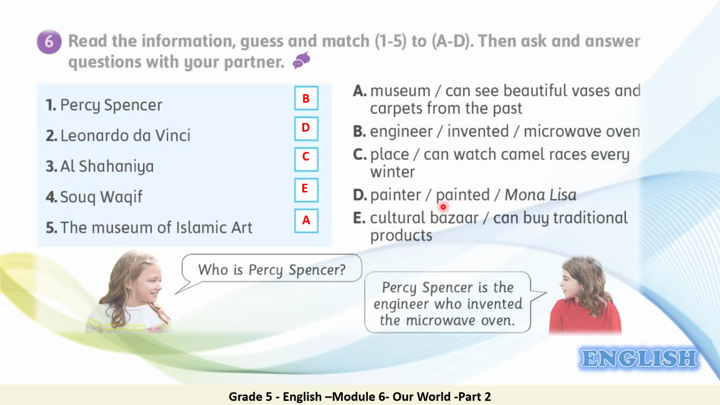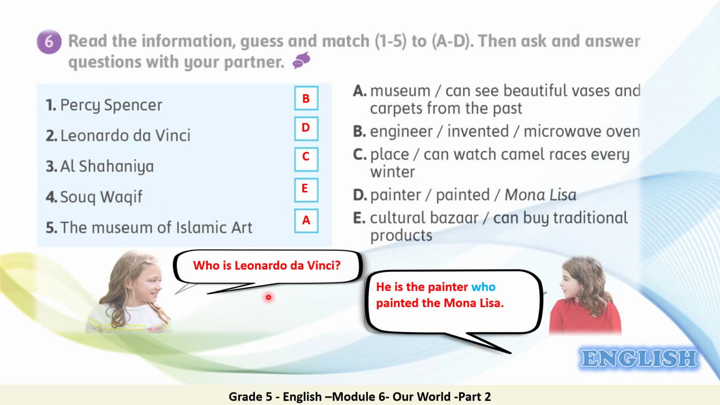For example, we're going to ask about Leonardo da Vinci. Who is Leonardo da Vinci? And we can answer, he is the painter who painted the Mona Lisa. Clear, guys? But with the places, we're going to change the relative pronoun. We're going to use where. Like, what is Al-Shahaniya? Al-Shahaniya is a place where we can watch camel races every winter.